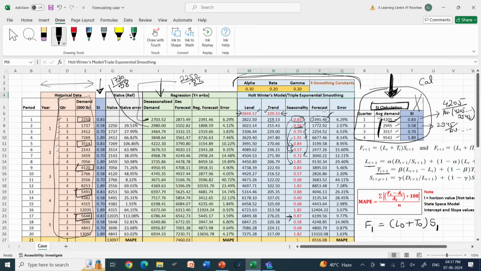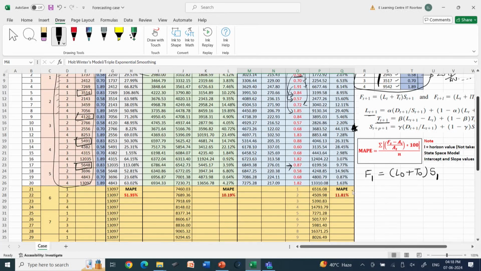Now, when we are doing this using the Winters method, our forecasting errors for each period start at 6.29 and go up to maybe 44% in some periods, which is a relatively very high forecasting error. After all these calculations, you can calculate your MAPE, mean absolute percentage error, which has become very popular in the field of analytics these days. It is around 11.81%.